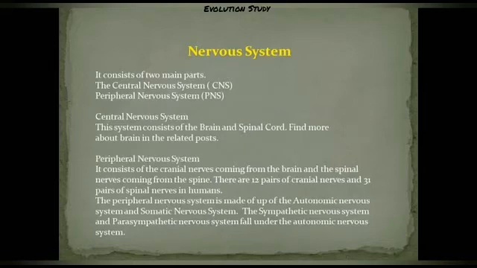It consists of the cranial nerves coming from the brain and the spinal nerves coming from the spine. There are 12 pairs of cranial nerves and 31 pairs of spinal nerves in humans. The peripheral nervous system is made up of the autonomic nervous system and the somatic nervous system. The somatic nervous system and the parasympathetic nervous system fall under the autonomic nervous system.